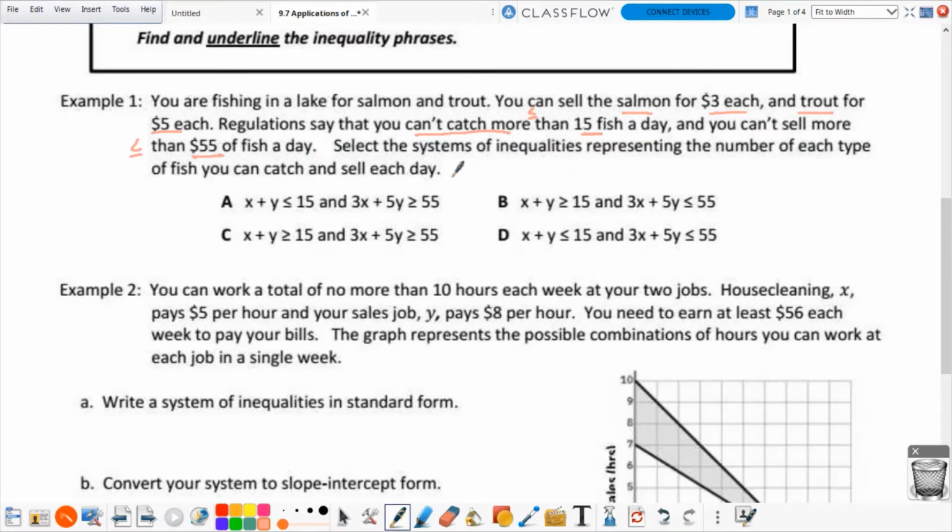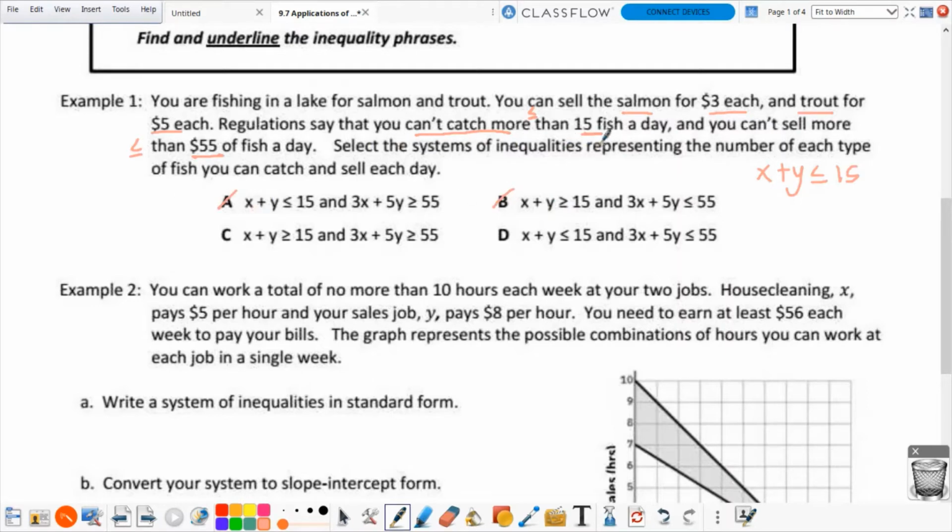Select the systems of inequalities representing the number of each type of fish you can catch and sell each day. So let's start with how many we can catch. Okay, so we can catch salmon, and we can catch trout, and we can catch up to 15. So that's going to be x plus y less than or equal to 15. So just by looking at our multiple choice options, that eliminates A and B.